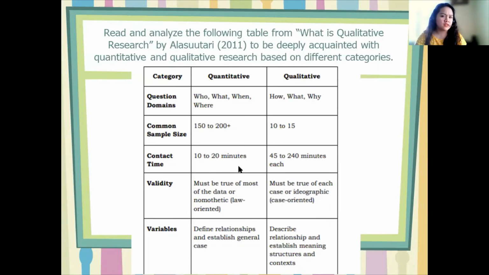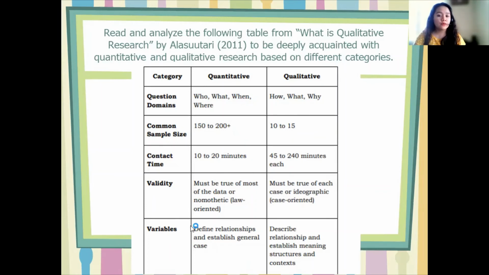Bakit ang konti ng minutes? Kasi they're just going to answer the questionnaire that you gave them, di ba? Mag-check sila, or they're going to rate 1 to 10 or 1 to 5 depending on the instrument that you used. While in qualitative research, it takes a lot of time, from 45 to 240 minutes. Di ba? Kasi ang dami mong itatanong sa kanila. You're going to give follow-up questions from their answers, mga ganun.